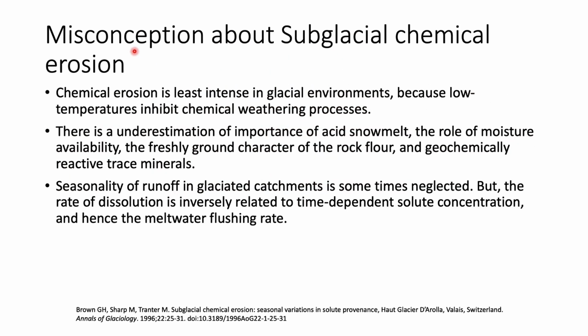So what is the misconception generally people have about subglacial chemical erosion? The first one is that chemical erosion is least intense in glacial environments because low temperature inhibits chemical weathering processes. This is not the case. There is an underestimation of the importance of acid snowmelt, the role of moisture availability, the freshly ground character of the rock floor, and geochemically reactive trace minerals contribute quite a bit. The seasonality of runoff in glaciated catchments is sometimes neglected, but the rate of dissolution is inversely related to time-dependent solute concentration, which results in the meltwater flushing rate also.